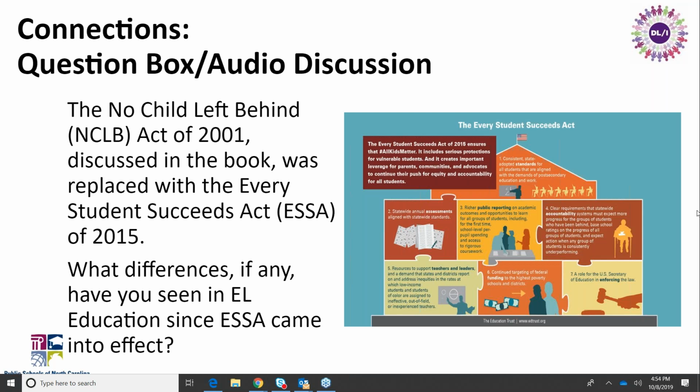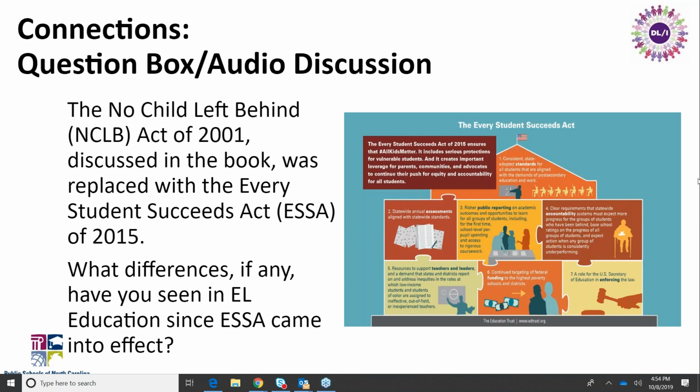Yes, so the accountability rules and guidelines in North Carolina are different under ESSA. In the past, we had AMAOs, and the EL subgroup sort of was measured on its own, and now it is actually included in the overall calculations for the state as a whole. And so that does impact our schools in a different way.